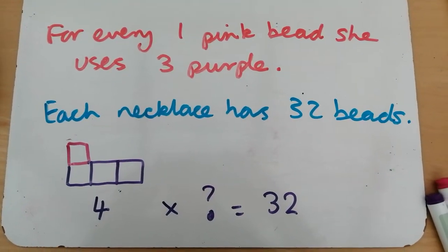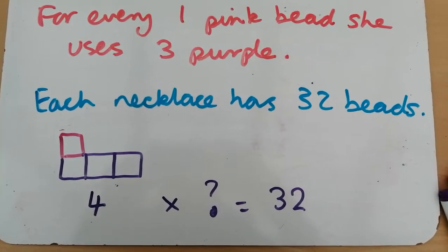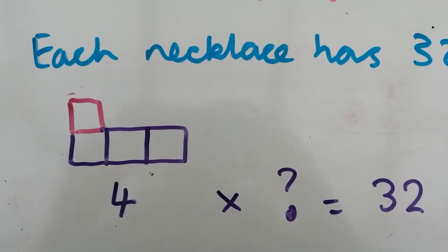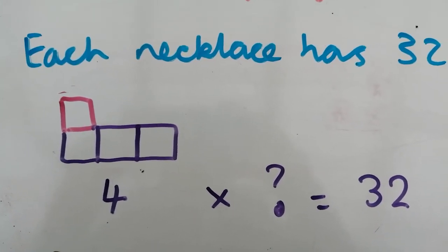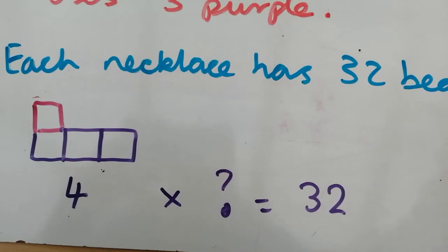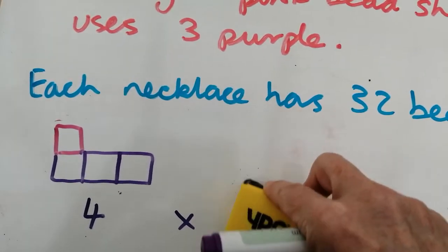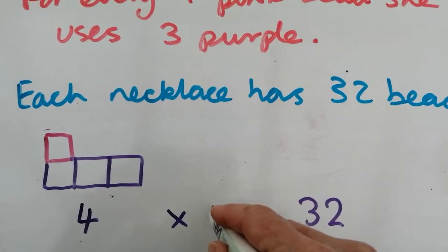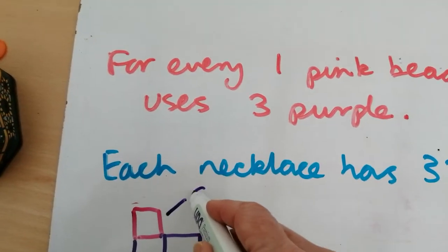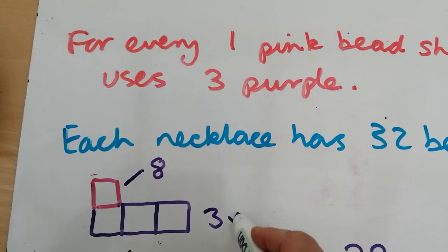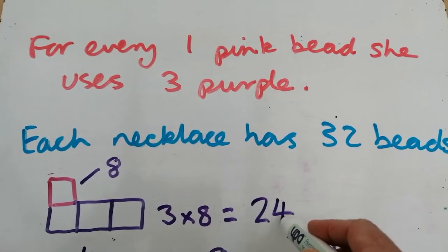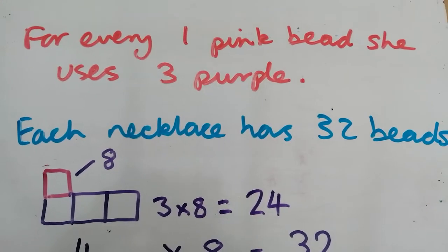I've used a bar model to help me represent this one. I've got 1 pink bead and 3 purple beads, so that's a total number of beads of 4 in each pattern that's repeated over and over. And I know there are 32 beads in the necklace. 4 times what equals 32? And that will tell us how many times we need to repeat the pattern of beads. And it's 4 times 8. So I need 8 pink beads. And I need 3 times 8 of purple beads, 24.